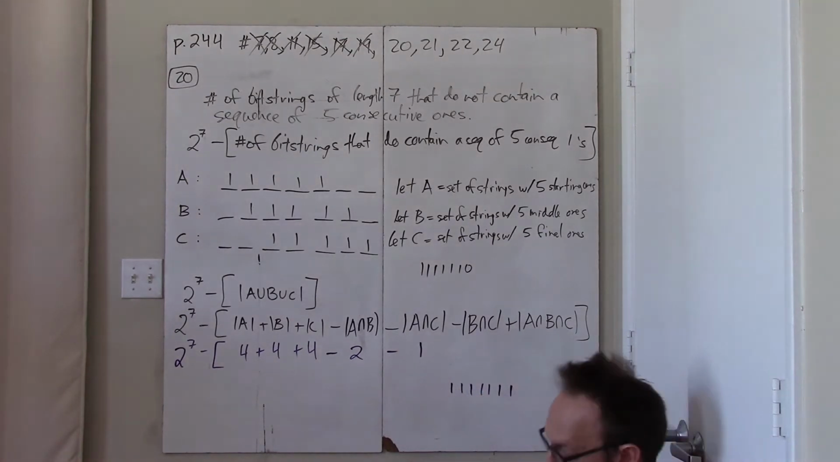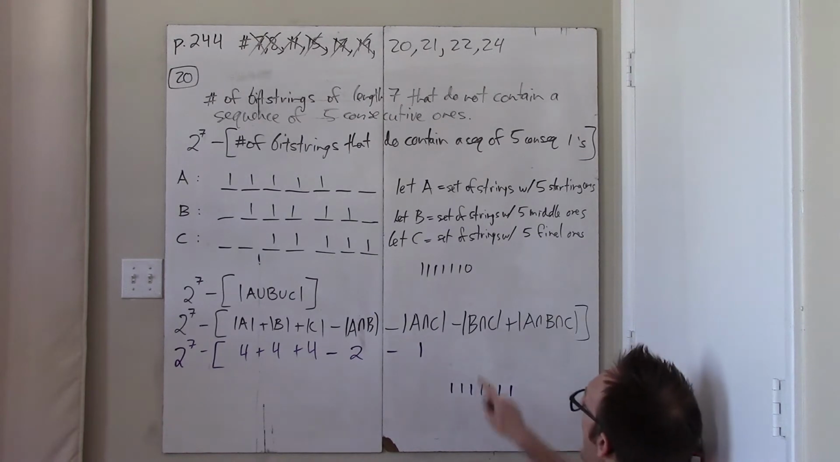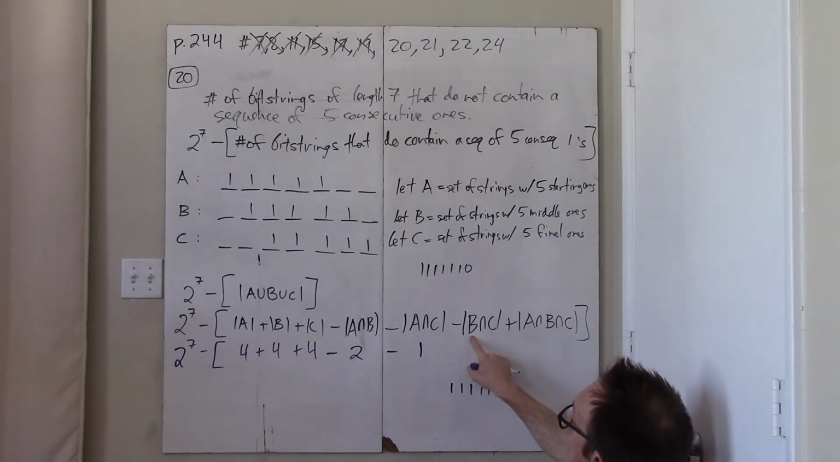So there's only one string which is in both of those. Am I doing this right? Yeah. How about if your string has 5 middle ones and ends in 5 ones? Well, the only way for that to be true is if the 5 characters in the middle are ones, and also the last 5 are ones.